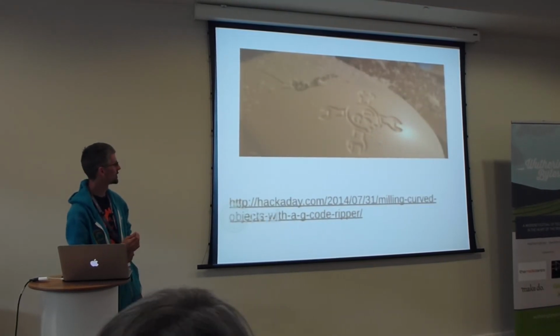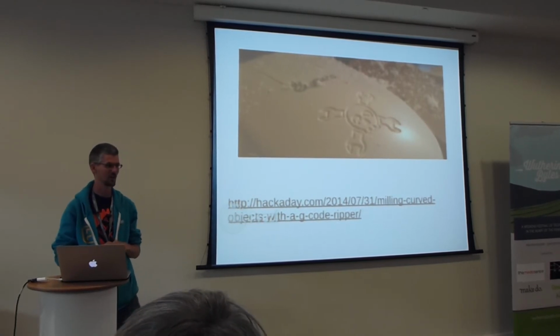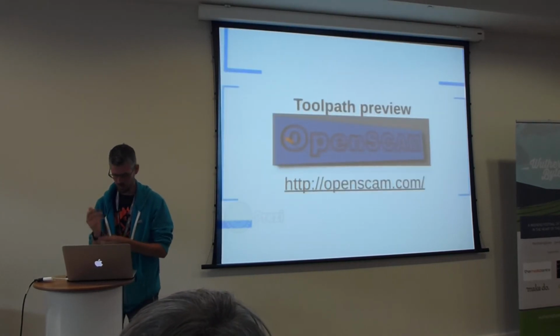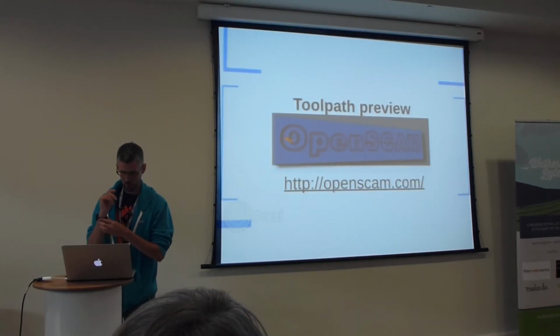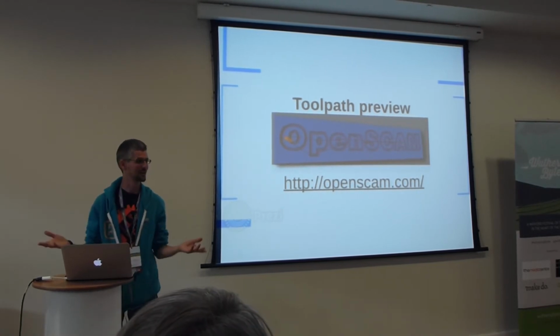And here's an example of using that program G-code Ripper to take a flat thing and then wrap it around a curved shape. So it's doing something similar but more decorative. OpenSCAM I found quite recently, or OpenSCAM. It's all about ripping you off but being honest about it.